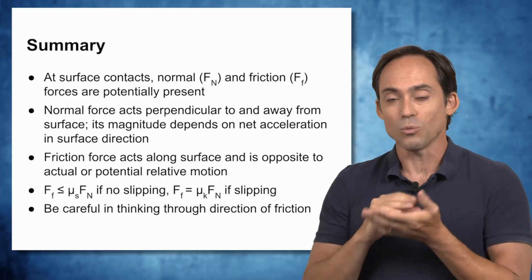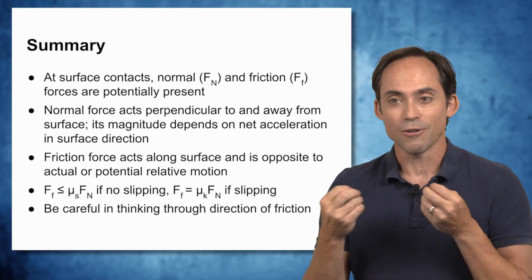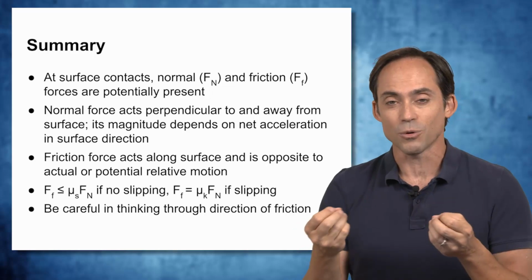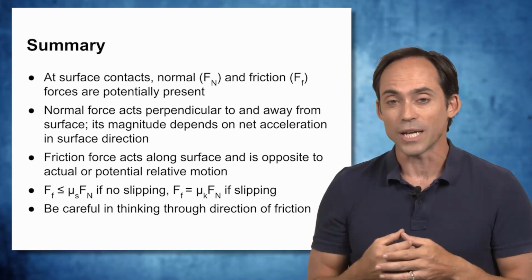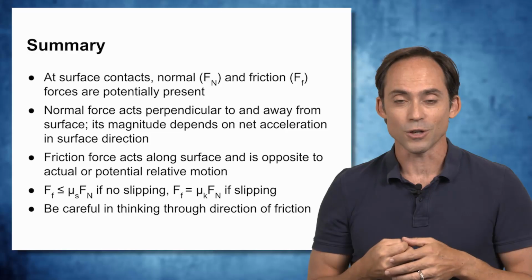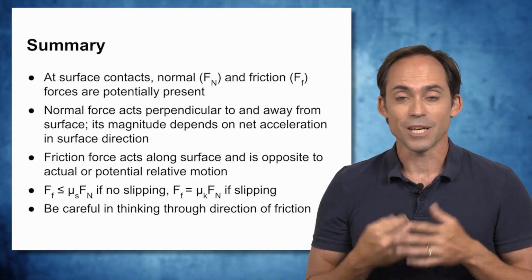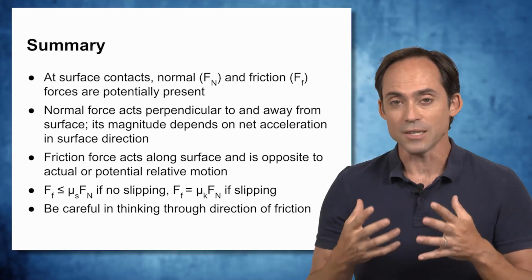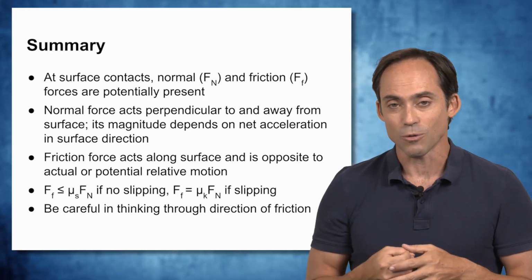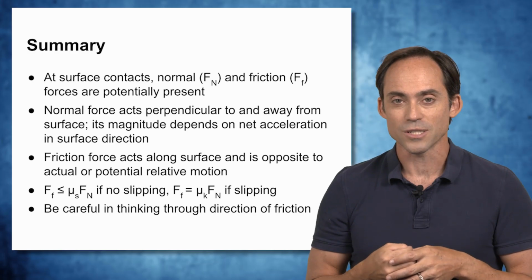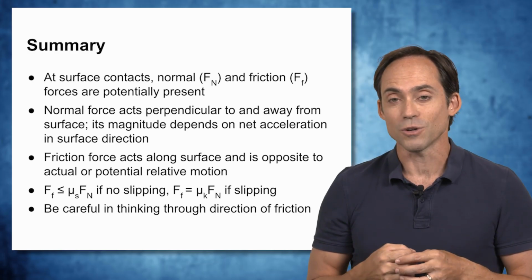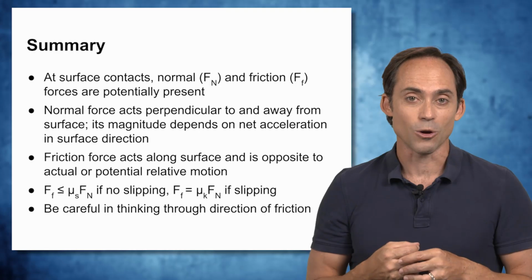And so if there is no relative motion, it's going to prevent it by pointing in the opposite direction of all the other forces up to a limiting point, which is the static coefficient of friction times a normal force. That's the case if it's not slipping. If it is slipping, then friction has a constant magnitude, which is the kinetic coefficient of friction times the normal force. And keep in mind the kinetic coefficient of friction is often less than the static coefficient of friction.